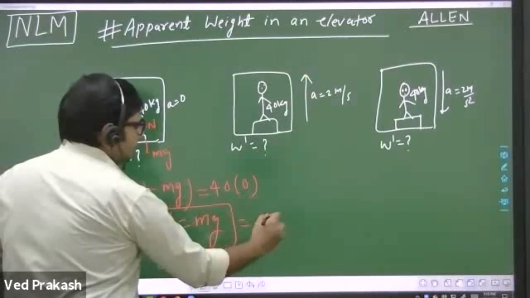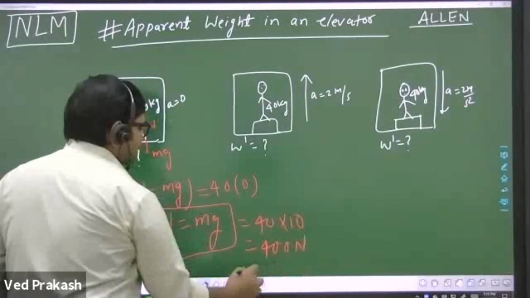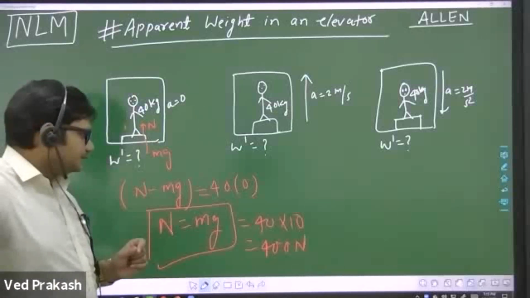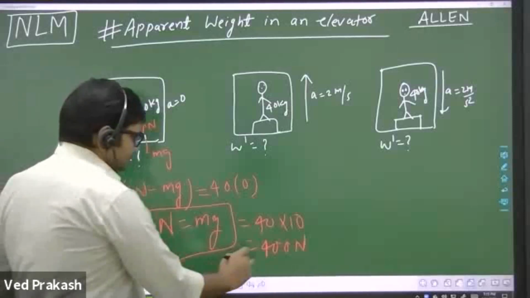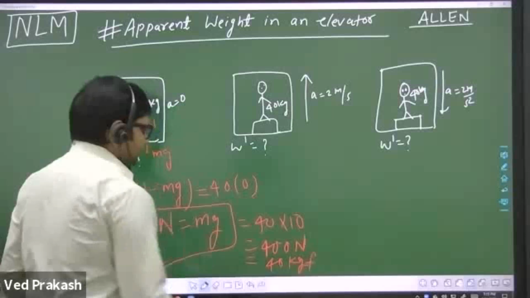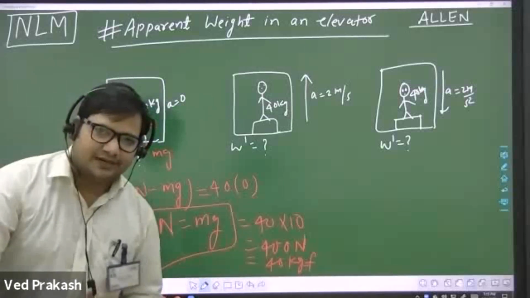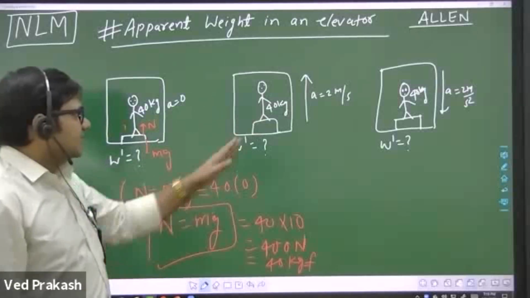So let's take g equal to 10, then we will get 400 Newton. So this weighing machine will give a reading of 40 kgf, right? Is it clear? Now we will try to find the reading of the weighing machine in the second case.